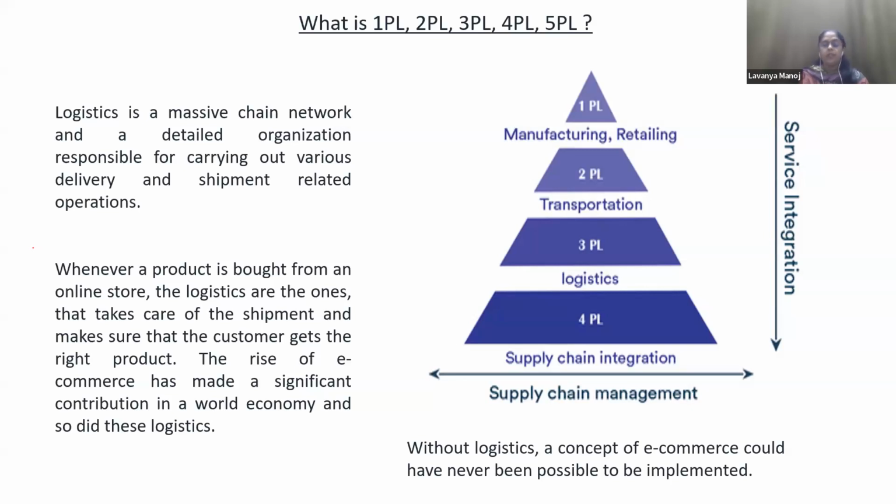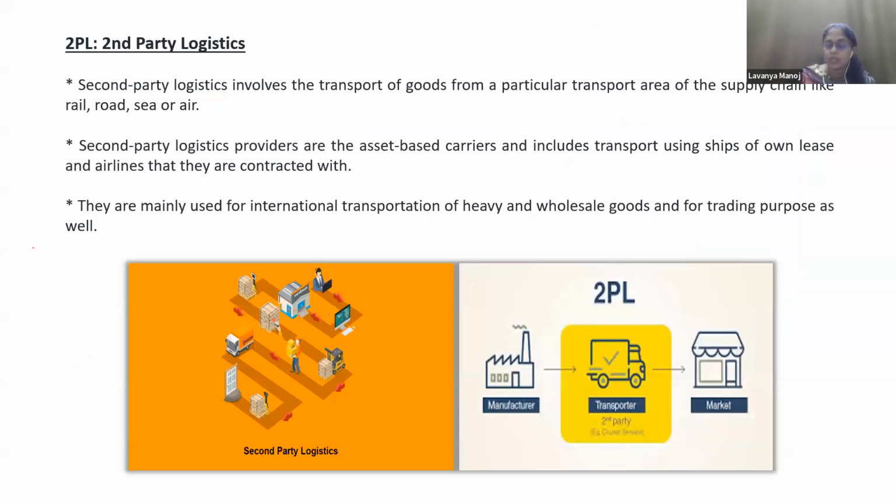Now, when we come to the second party logistic provider, this company has everything: a procurement department to procure raw materials, their own warehouse, their own distribution network, and production. Everything is decided by them. The product pricing, type of the product, size of the product, color, everything is decided by them. But the only thing is they don't have their own transportation vehicle.